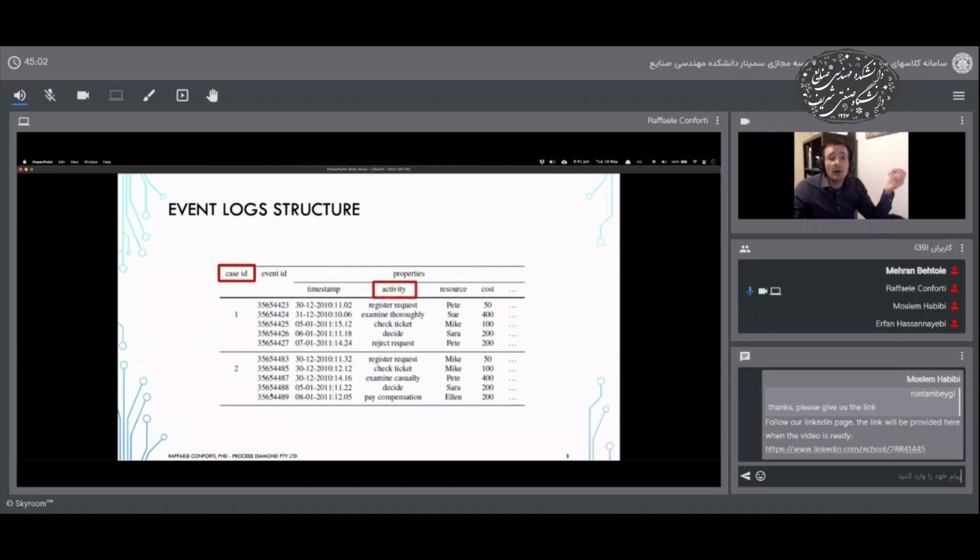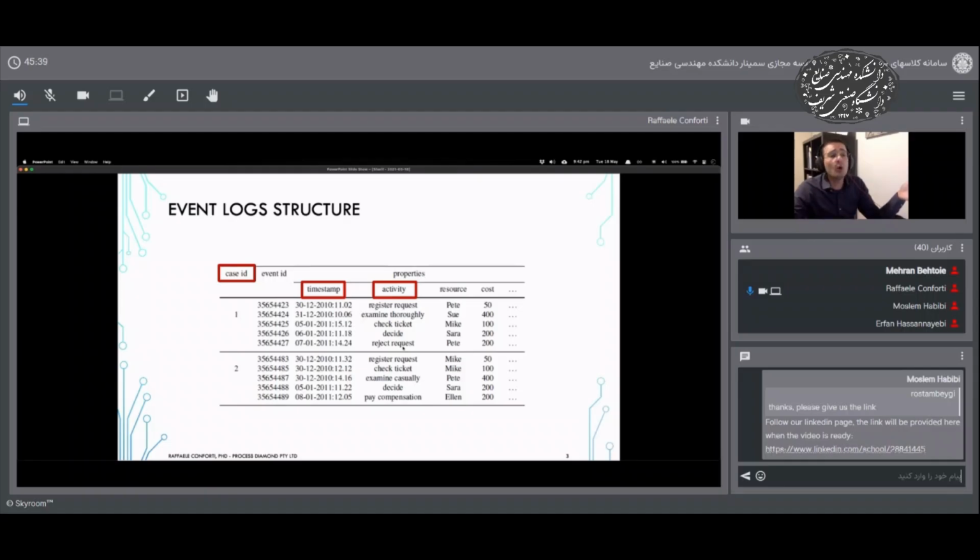Another thing we want to know is the concept of activity. Every event represents something that we have done. What is this something? In this case, it could be that we are registering a request, examining something, checking the ticket, making a decision, or rejecting the request. So basically, information that lets us know what each event represents. And finally, we need a timestamp. The timestamp allows us to understand in which order things are happening. And once we have these three things, technically, this is all we need to conduct process mining.